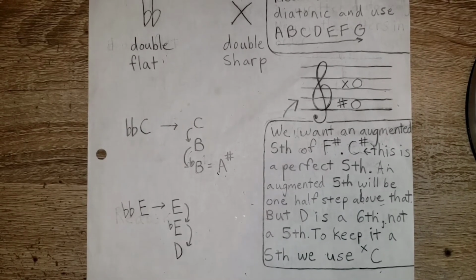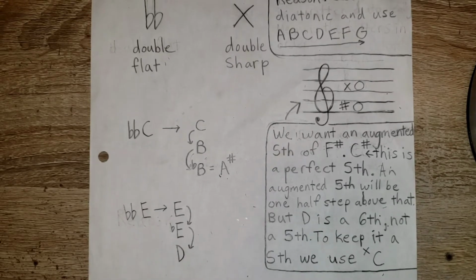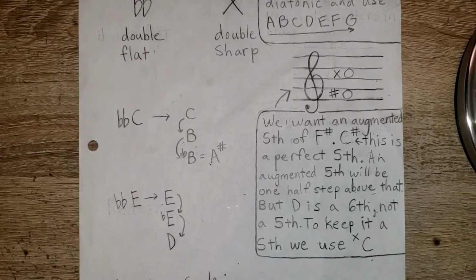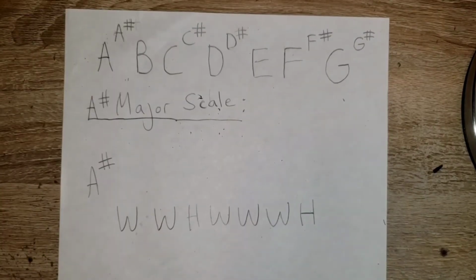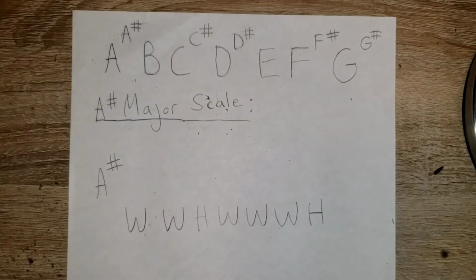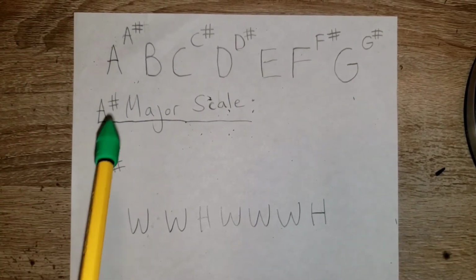So this is where things start to get kind of funny, and you start to have to think about it a little more. I'm going to leave that there just so someone who wants to pause it and read it can, but that's a little more advanced. I've not talked about any of that stuff yet, really. So, not this video. Okay, so I drew out the chromatic scale here, or the musical alphabet, and now I have A sharp major scale.